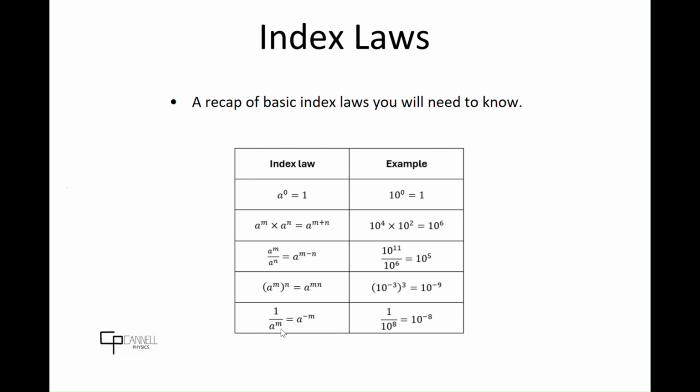Negative 3 times 3 is negative 9. And if you're finding the inverse or the reciprocal of a base to a power, that power becomes opposite sign. So 1 over 10 to the 8 is 10 to the negative 8. Now if I had 1 over 10 to the negative 8 here, then that would become 10 to the positive 8.